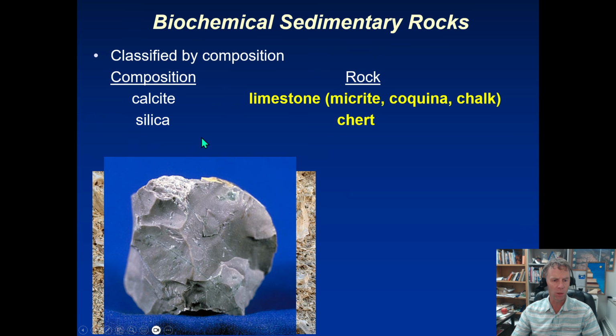And chert, you might know, was used by native indigenous people to create spear points and arrowheads, just like obsidian, so it can be made into tools. And again, it's very hard and resistant. It's a very tough mineral. So chert is another biochemical sedimentary rock.